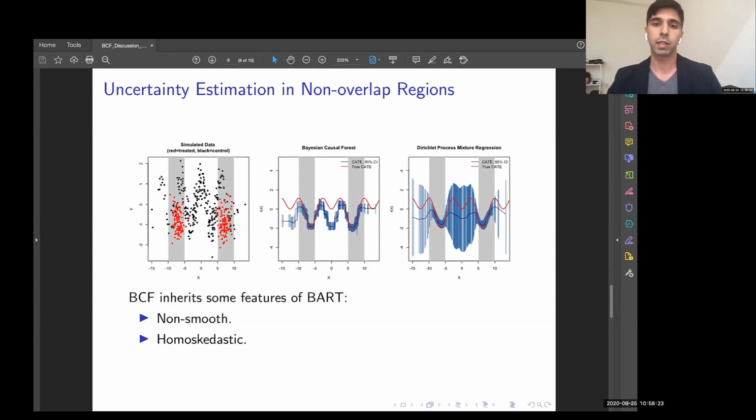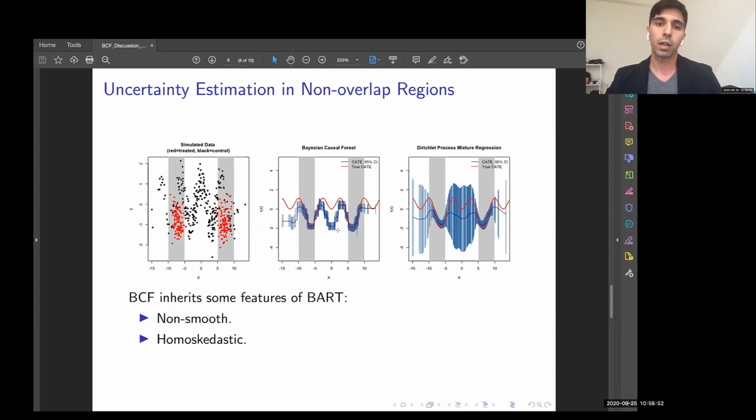And part of this has to do with the homoscedasticity in BART, right? Because BART is a very flexible mean function, but at least the vanilla BART just assumes that your errors are Gaussian and that there's one variance that governs them, and so this makes it difficult for your uncertainty to vary and increase the deeper you get into non-overlap regions, and then decrease if you're in overlap regions.